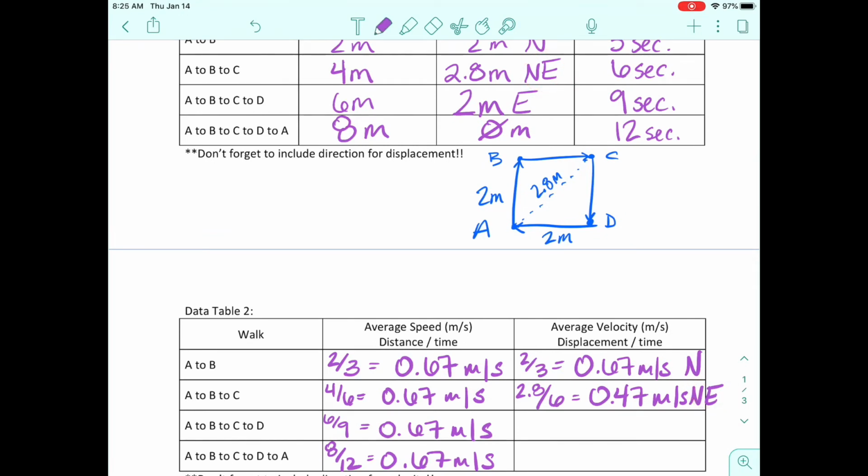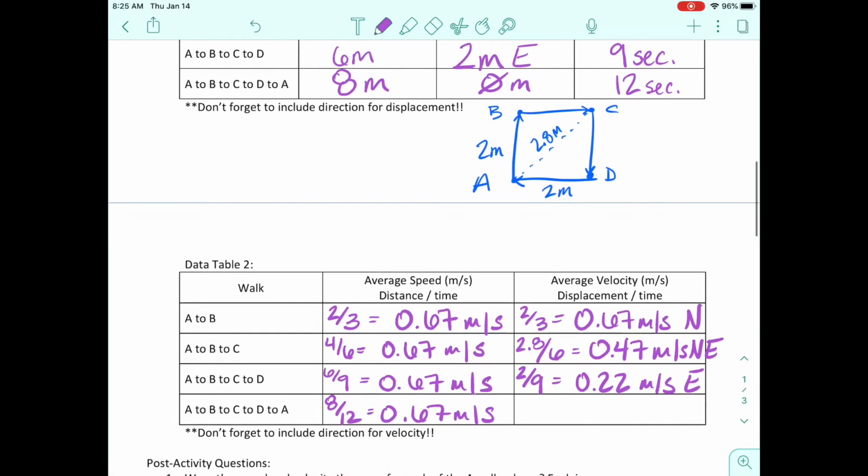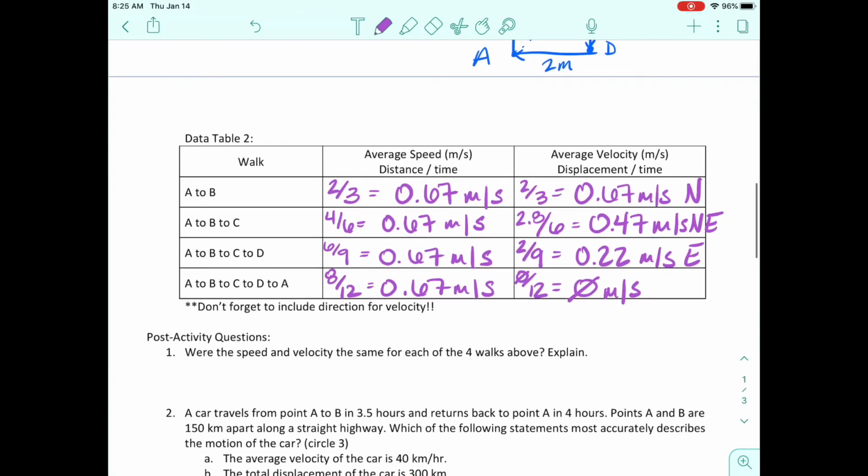A to B to C to D, that's going to be 2 divided by 9. That's going to be 0.22 meters per second. And this one's going to be to the east. And the last one's pretty easy. It's 0 divided by 12. So that's always 0 meters per second. Don't need a direction when it's 0. Okay, so those are your speeds and your velocities.